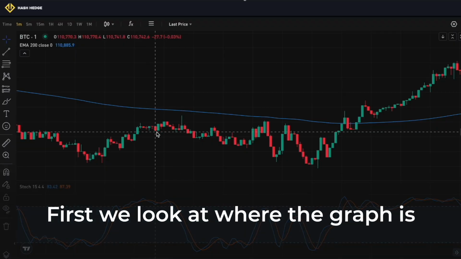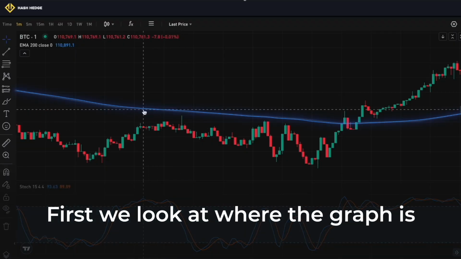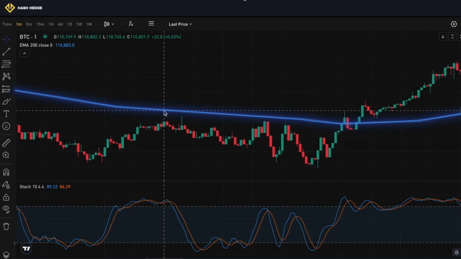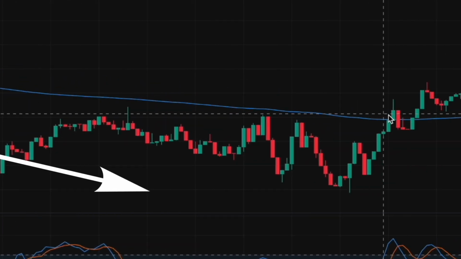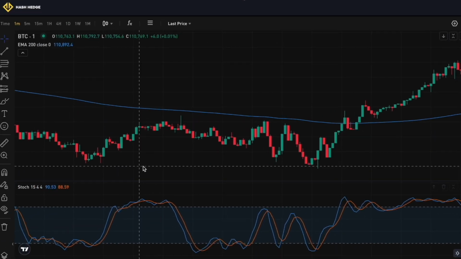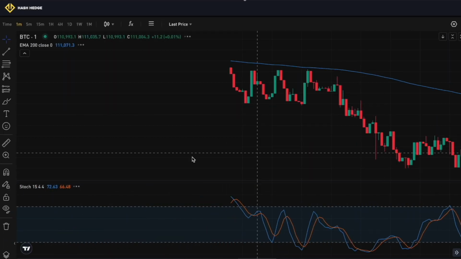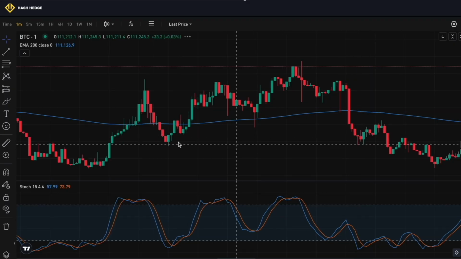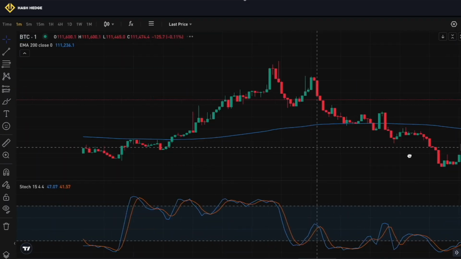First, we look at where the chart is. If our chart is under the 200 moving average, we open trades only down. If the chart is above the 200 moving average, we open trades only up. And then we look for specific entry points, like let's open a chart for a random point in the past.